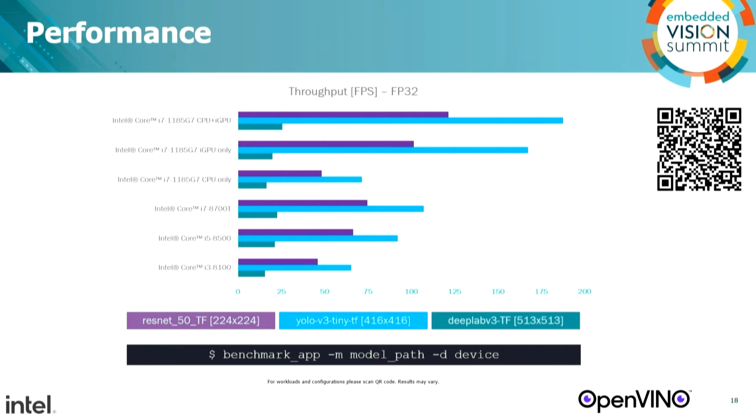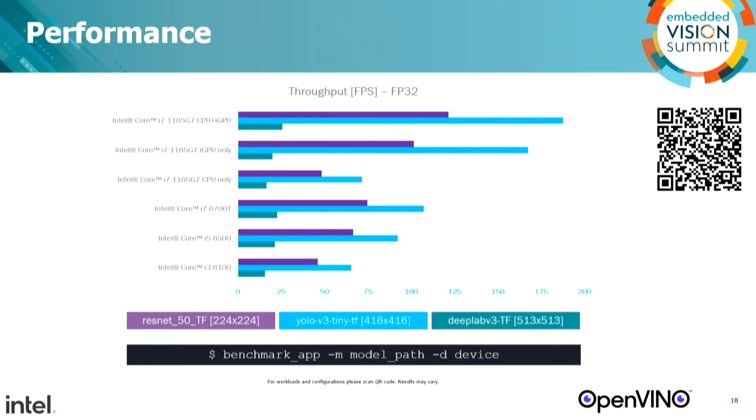And that device could be anything. It could be a CPU, a GPU. It could be multiple devices at the same time. In fact, if you look at the data here that came out of the benchmark app, you can see that for this platform that has both a CPU and an integrated GPU on the top, the throughput will be much higher when you run with both devices simultaneously, as opposed to only running it on the GPU or only running it on the CPU. So the data on this slide is for 32-bit floating point.